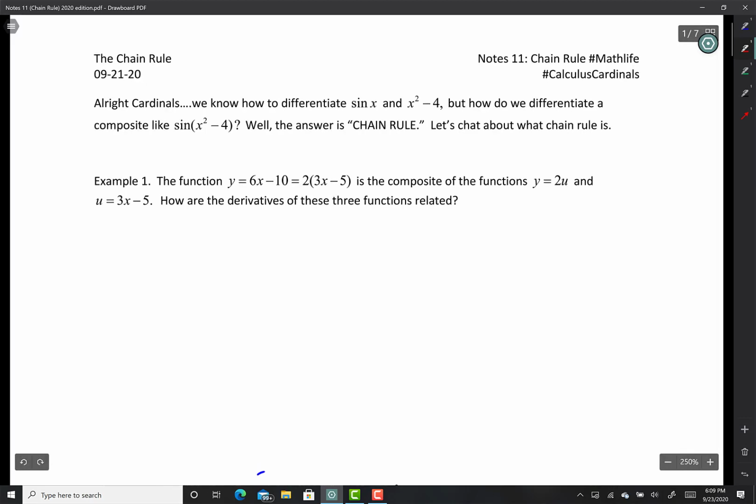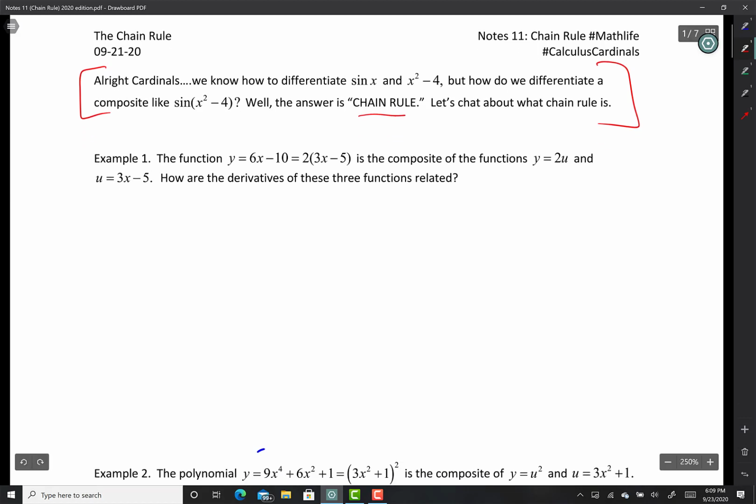This is meant for my kids at the moment. We know how to differentiate sine x, and we know how to differentiate x squared minus 4, but how do we differentiate a composite function like sine of x squared minus 4? The answer is we're going to take a derivative by using chain rule. So how does chain rule work?